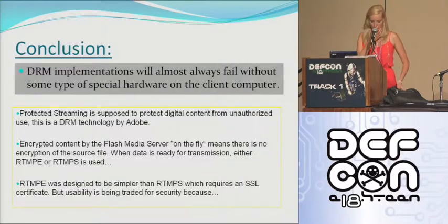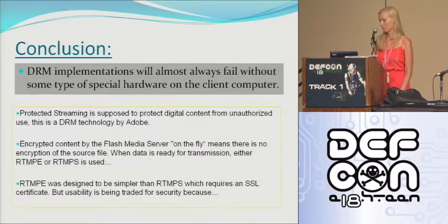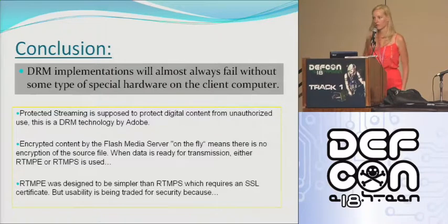All right, so the conclusion about this. DRM implementations are almost always going to fail without some type of special hardware on a client computer. Adobe should fix their protocol instead of doing DMCA takedowns on tools that are capturing the streaming and stuff like that. And they're recommending the RTMPE protocol over SSL, saying it's robust and everyone should be using that, and it doesn't protect against stream ripping.